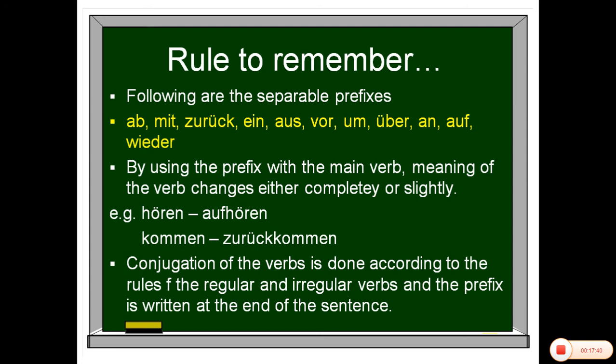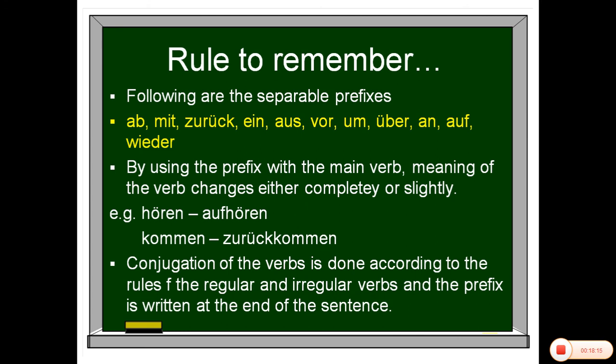By using the prefix with the main verb, the meaning of the verb changes either completely or slightly. For example, hören and aufhören. What does hören mean? Hören means to hear. But what is aufhören with a separable prefix? It means to stop or to get over with something, to get finished with something. So aufhören and hören actually have nothing to do with each other. Aufhören has nothing to do with hearing.